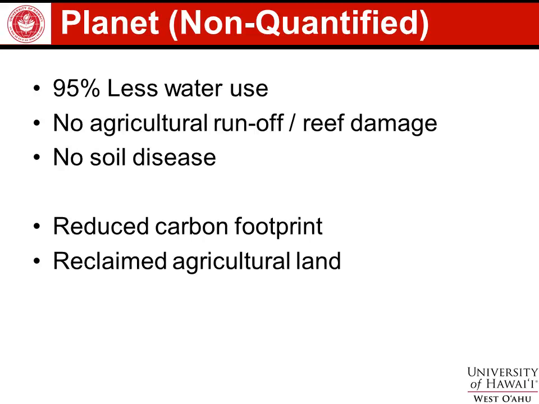Also, they're making an argument about reclaimed agricultural land. If people are able to start growing their fish and vegetables in their backyards, it starts to create more agricultural usage of lands which traditionally or historically have not been used for agriculture.